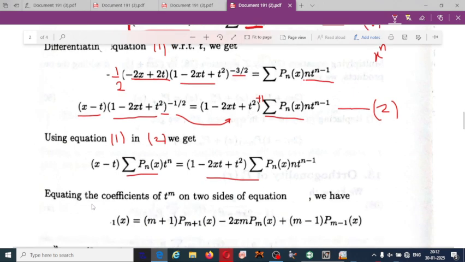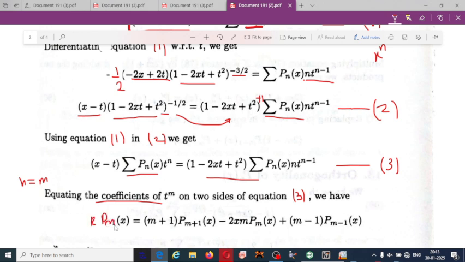Next what we have to do, we have to equate the coefficient of t to the power n on both sides of the equation. Let us consider this as equation 3. So equation 3, we have to equate with respect to t to the power m. What we have to do here, if you want to equate, let us consider n equal to m. If we consider n equal to m, then the LHS side of equation will become Pm of x into t to the power n. Okay. So this will be x Pm of x.